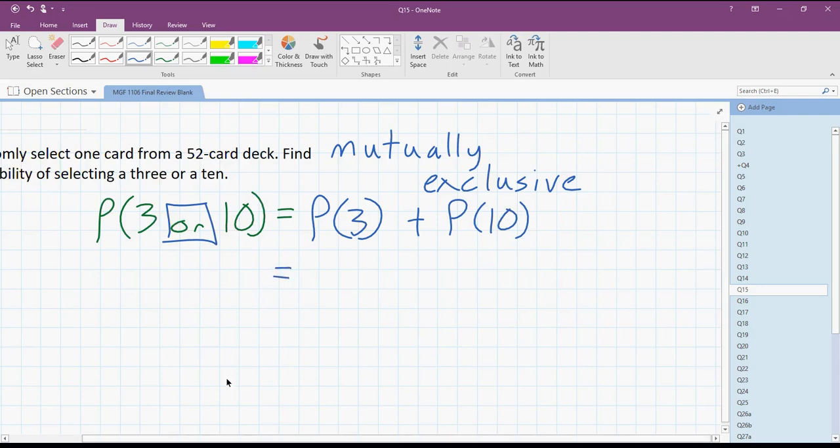So what is the probability of a 3? 4 out of 52. Because there are 4 3s.